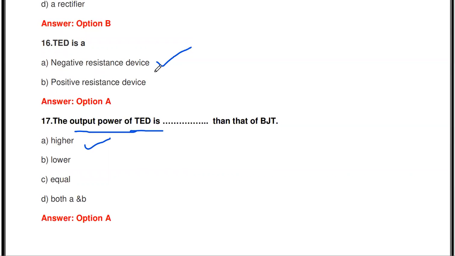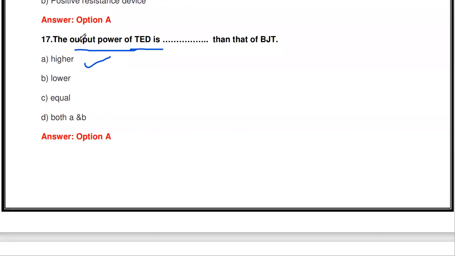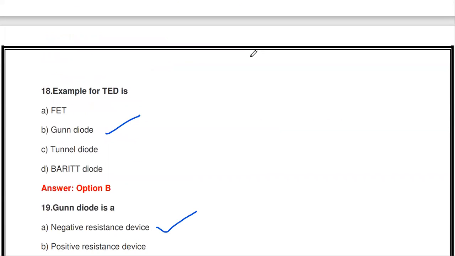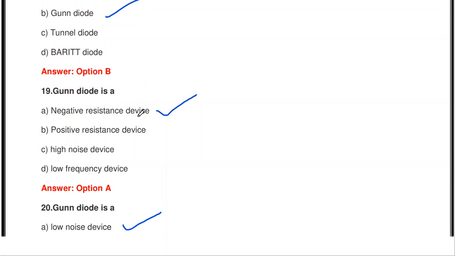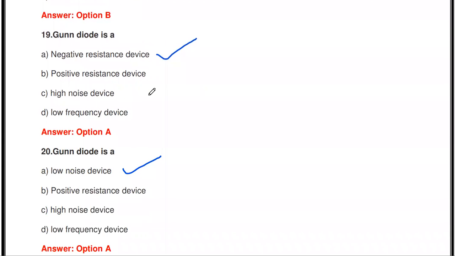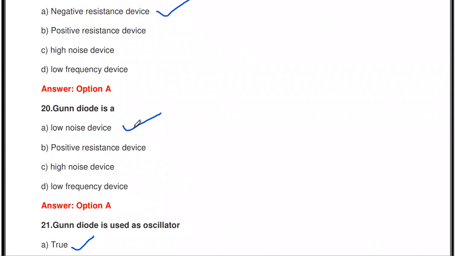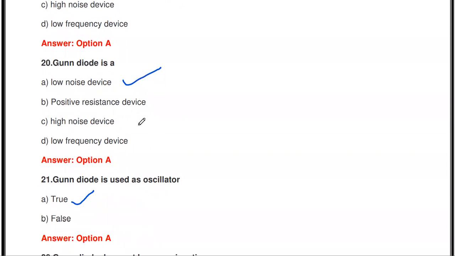It's a negative resistance device. The output power of the TED is very high when compared to BJT. And the example for the TED is Gunn diode. So Gunn diode is also a negative resistance device, and it is a low noise device. Okay, that's a very important thing. It produces very low noise.